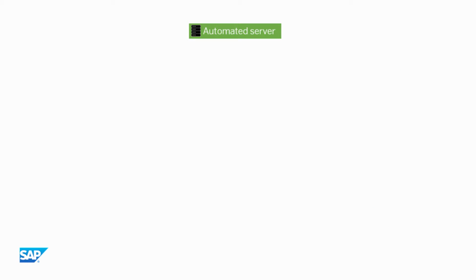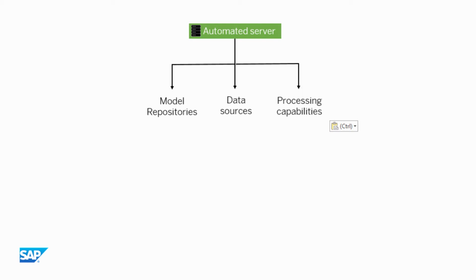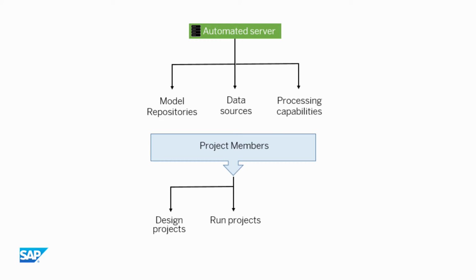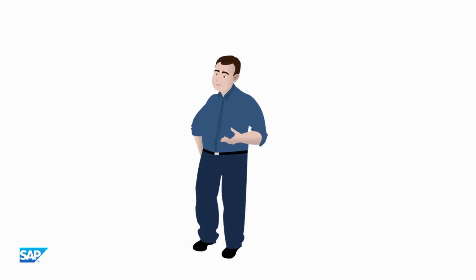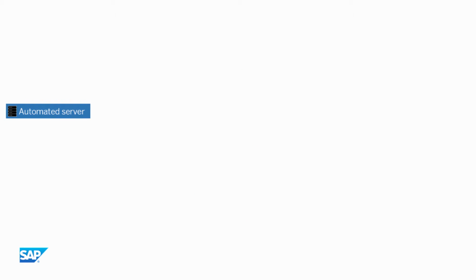Well, a server in Predictive Factory is a set of model repositories, data sources, and processing capabilities used by project members to design and run modeling projects and associated tasks. That's interesting to know. What are the different steps I need to follow? Well, an automated server is a processing server with multiple data connections. To set up an automated server on Predictive Factory, you have three main steps to follow.